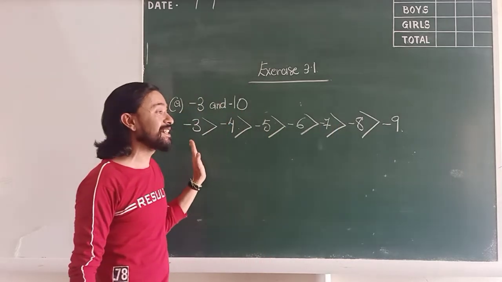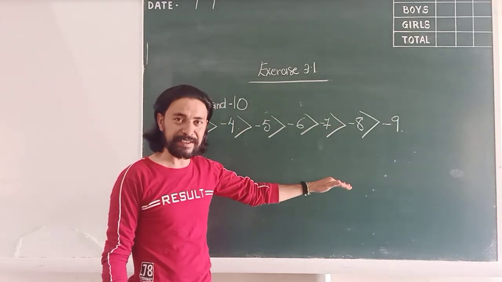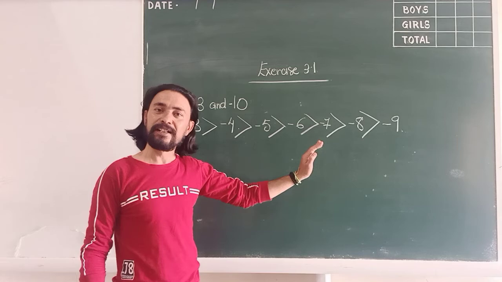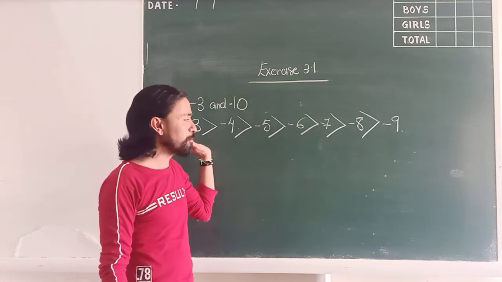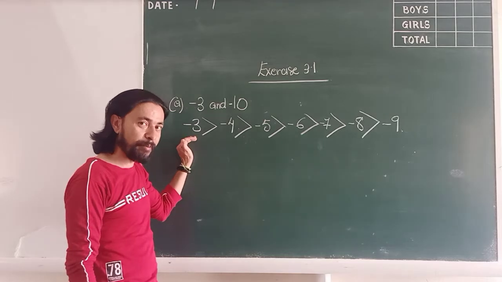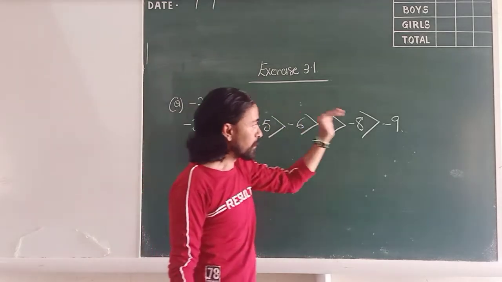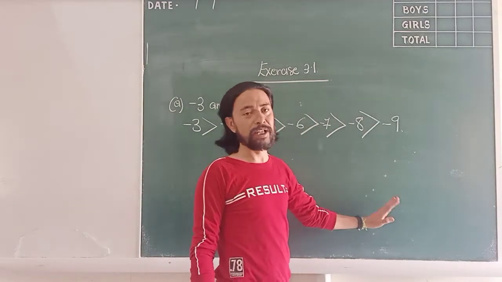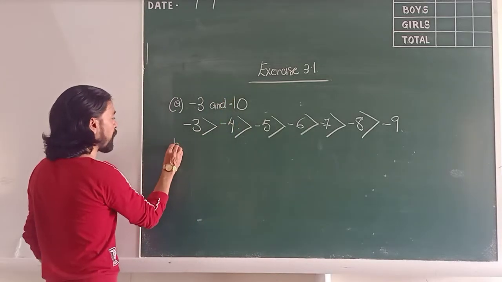I am writing in decreasing order. Decreasing means from big to small, just like descending order. Smaller value, smaller number, greater value. Greater number, smaller value. Let's go to part B.